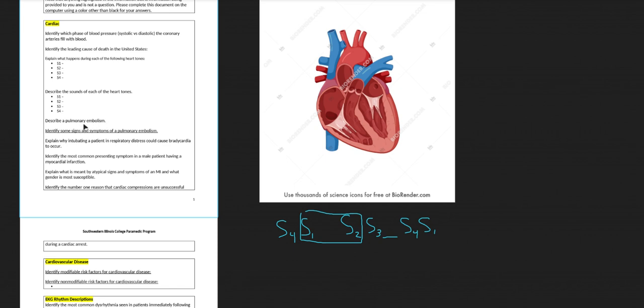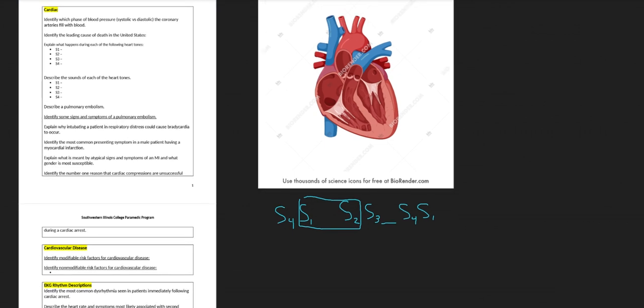Describe a pulmonary embolism. So pulmonary embolism is just any blockage in the pulmonary arteries that are leaving the right ventricle and taking deoxygenated blood to the lungs. It's normally a clot of some kind, but it is not necessarily. Identify some signs and symptoms of a pulmonary embolism. Okay, so obviously, like most common bread and butter signs and symptoms, there's going to be dyspnea, tachycardia, low SpO2, low end tidal.